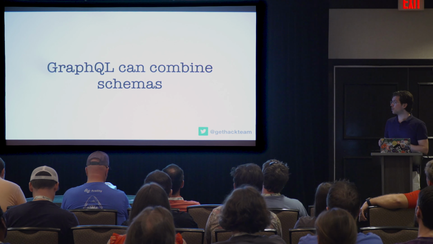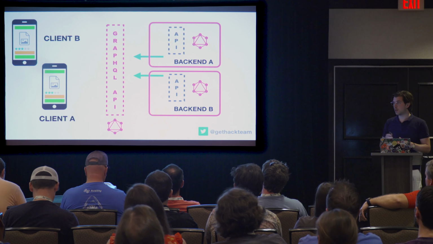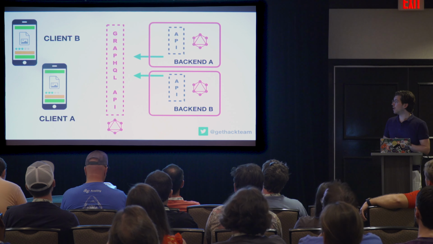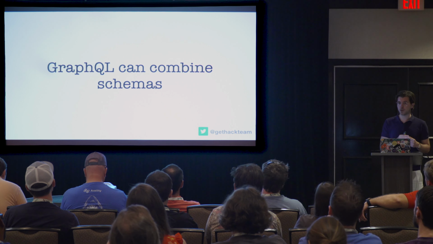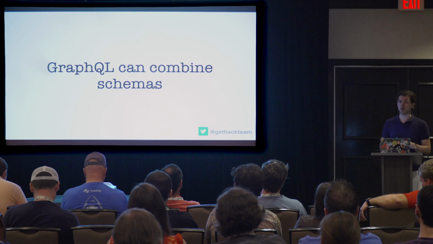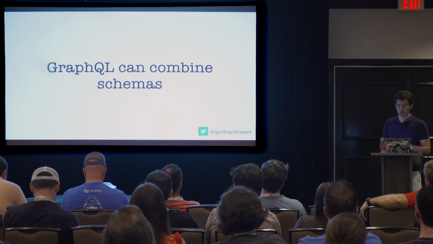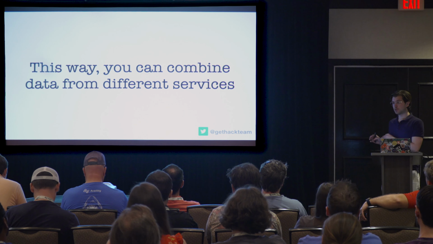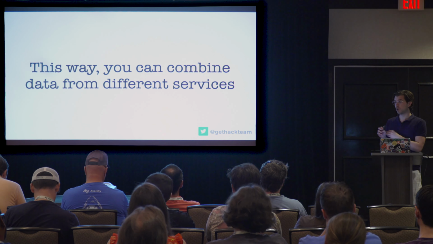So with GraphQL, you can also combine schemas. If we look at our graph setup here, we can have a backend A, backend B, backend C, D, whatever you want, and then combine these different graphs using GraphQL as well. So you don't need an API gateway where you need to map endpoints or responses to each other. Instead, you're just creating a combination of different graphs inside your GraphQL schema. And this way you combine this data from different services without having to directly connect these services to each other, which is something you don't really want to do.